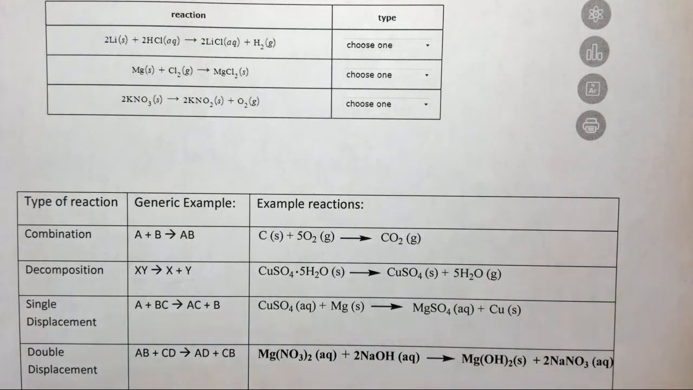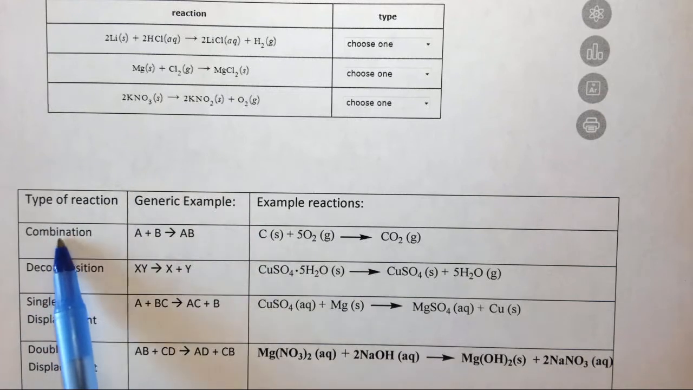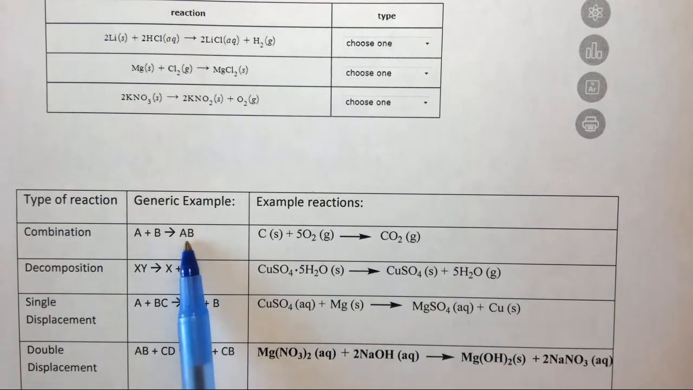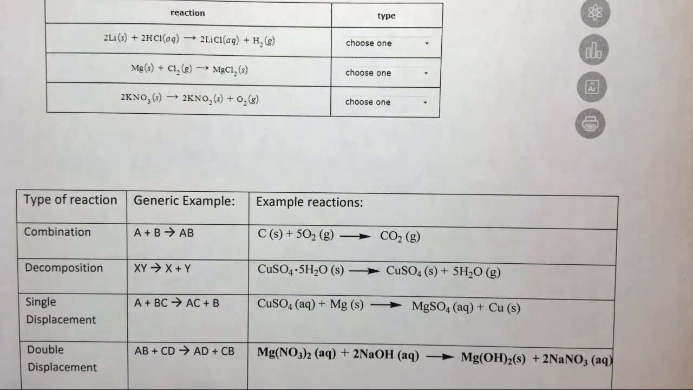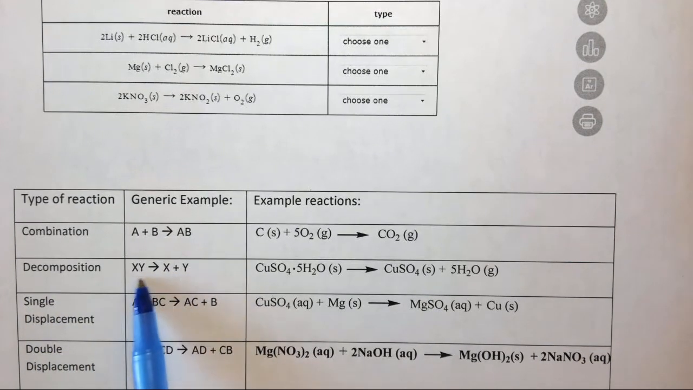In this question, we're asked to identify several different reactions, and these are basically our choices. The first one here is a combination. A plus B yields AB. So two things combine to form one thing, so we call that a combination reaction. The next is a decomposition. XY yields X plus Y. So one thing that's combined forms two new things. That's a decomposition, it decomposes.